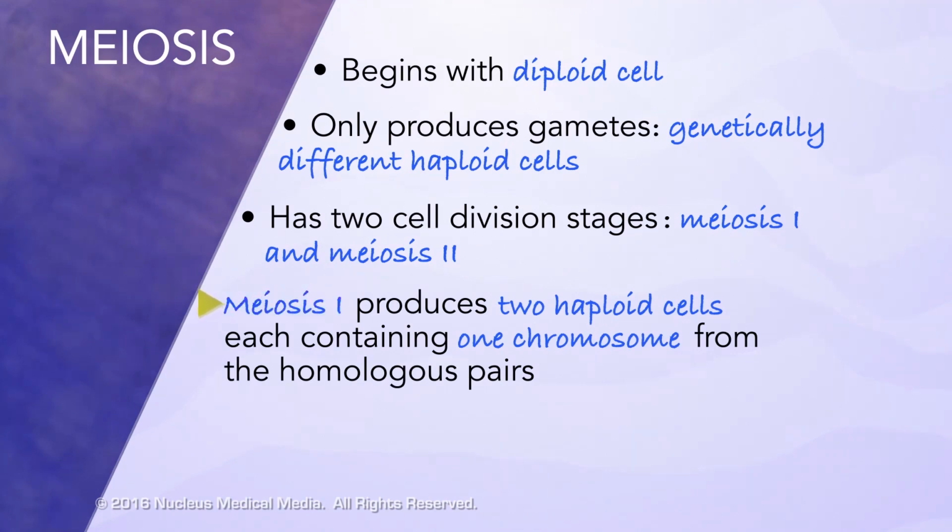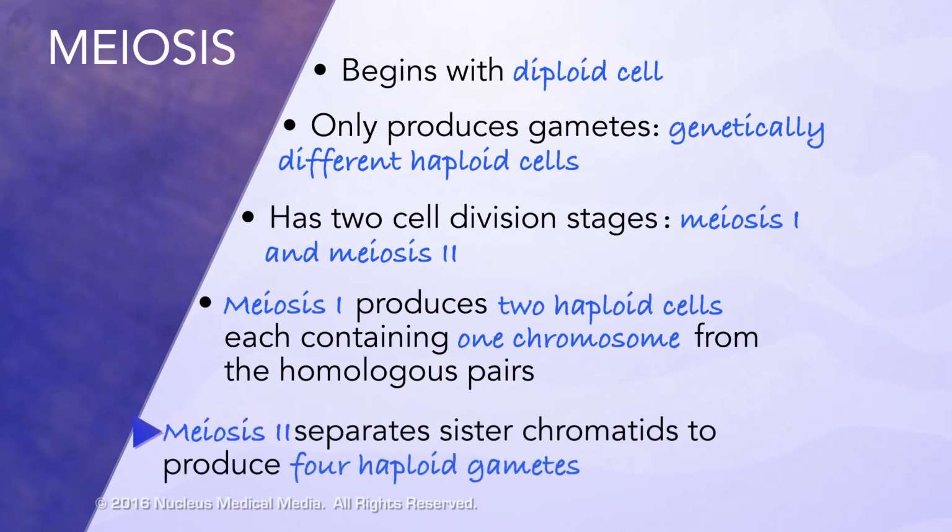During Meiosis I, homologous chromosomes separate to produce two haploid cells, each containing chromosomes in the form of paired sister chromatids. In Meiosis II, the sister chromatids separate in both cells, becoming individual chromosomes. Cytokinesis of these cells produces 4 genetically different haploid gametes.